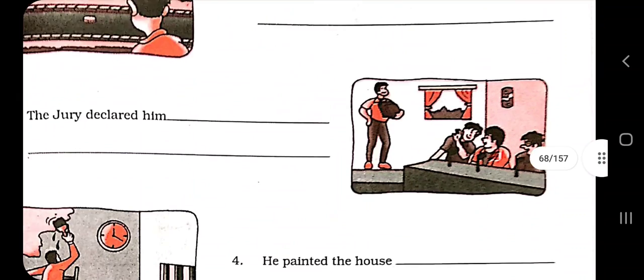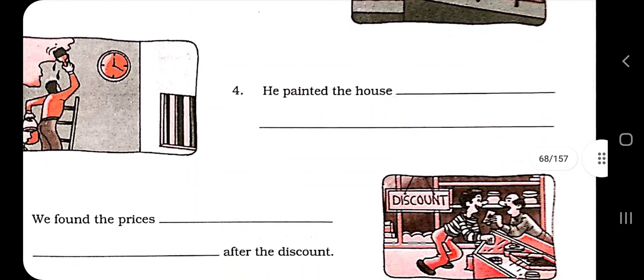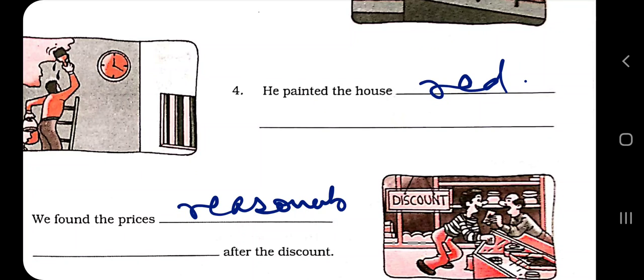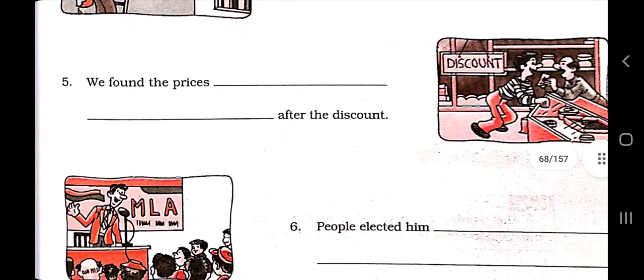Not guilty means अपराधी नहीं है वो. He painted the house. He painted the house red or blue or green, whatever color you choose. We found the prices quite costly after the discount, or reasonable after the discount. Prices reasonable after the discount. Or what is next?